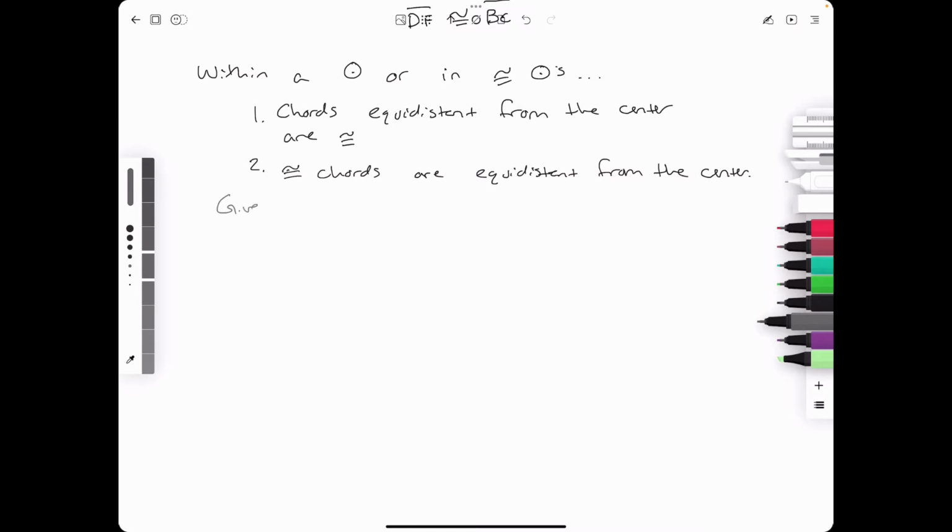So given circle O, segment OE is congruent to segment OF. We'll draw this diagram in a second. And segment OE is perpendicular to AB. Segment OF is perpendicular to CD. We need to prove that segment AB is congruent to segment CD.